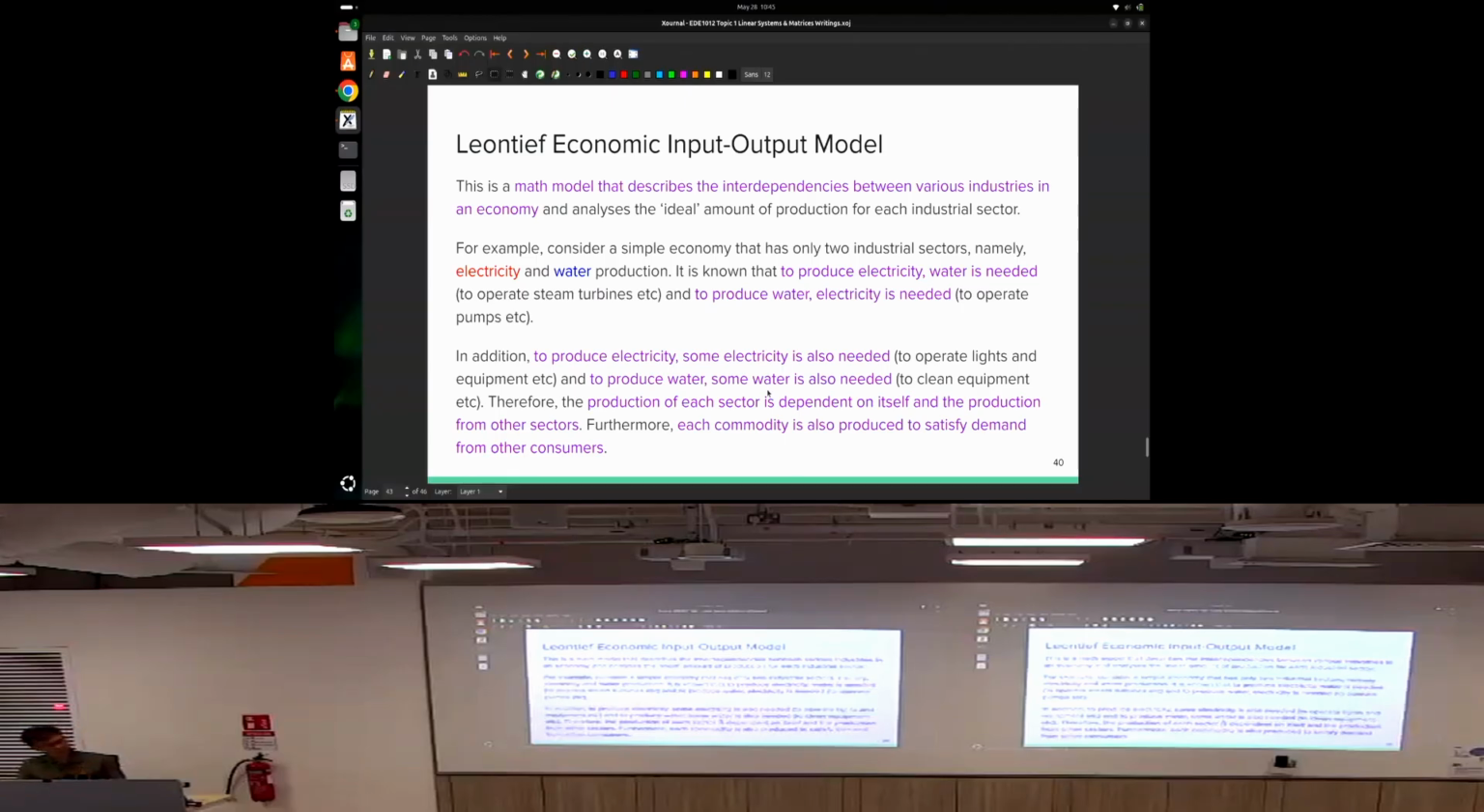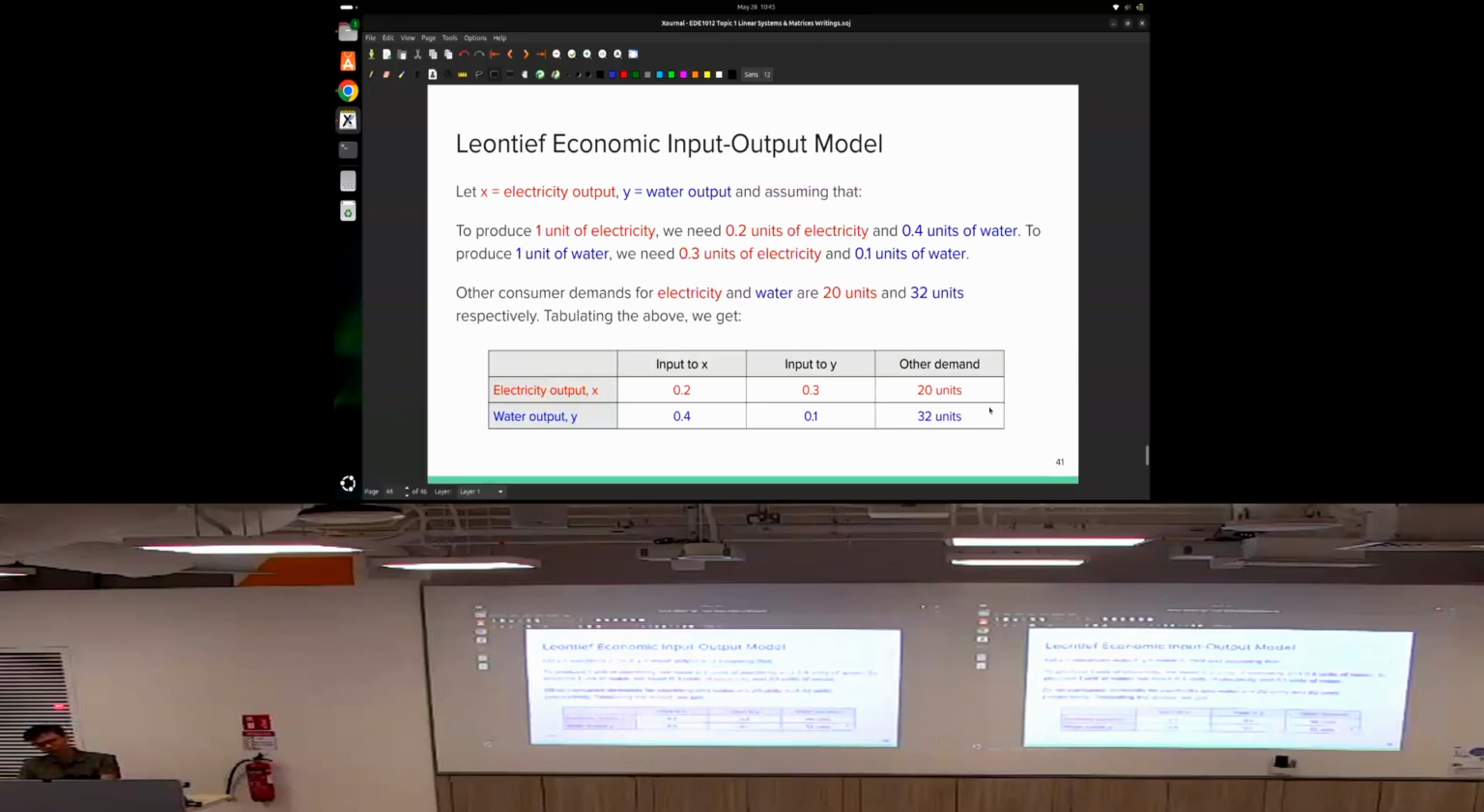So therefore, in a nutshell, the production of each sector is dependent on itself and the production from other sectors. So if you have two commodities, two production items here, it is already forming two equations. So what are the two equations? Okay, so let's delve into a more concrete example.